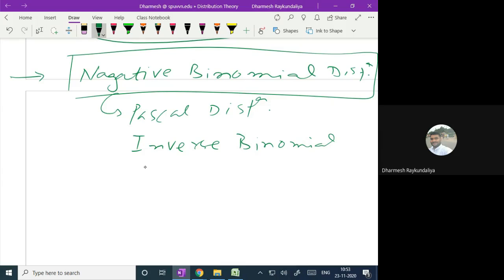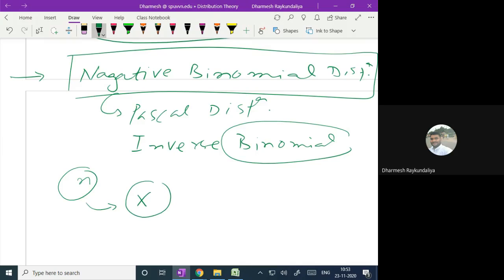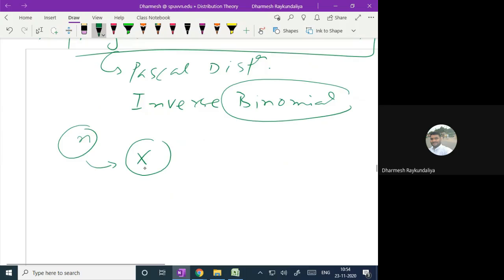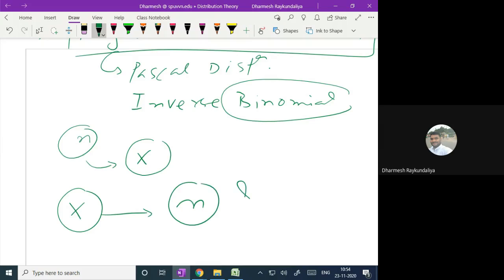Why is it inverse binomial? Because it is inverse to the binomial. In which sense? In a binomial trial, out of n, we try to identify how many successes we have. So the number of trials is in our hand, and then when we do the experiment, we try to identify how many successes we observe. That is the concept of a binomial trial. But in negative binomial or inverse binomial, we know the number of successes in our hand, and to achieve this many successes, how many trials we have to conduct.